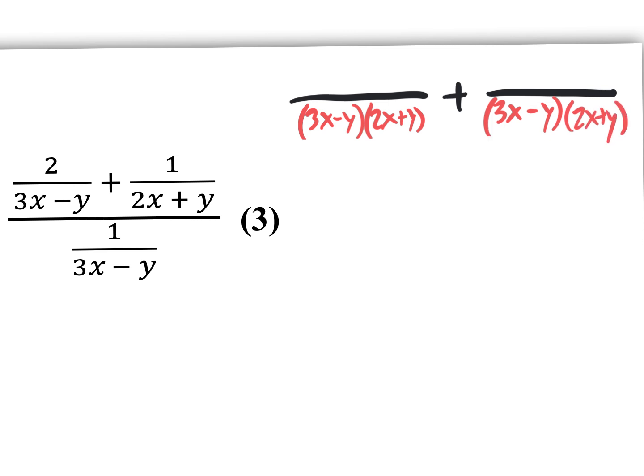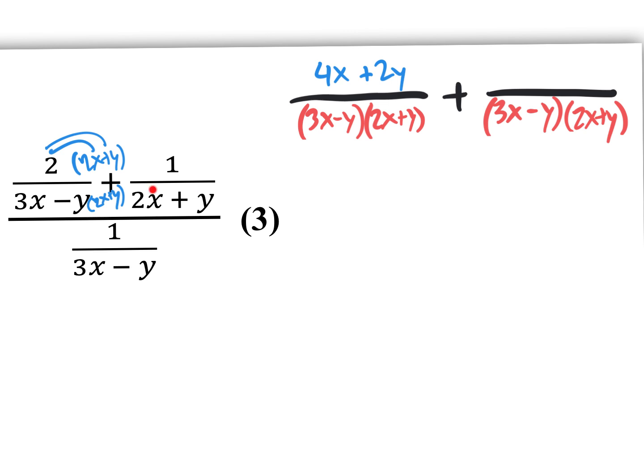So then we're going to ask ourselves, what do we do to this first denominator, the 3x minus y, to get a 3x minus y times 2x plus y? Well, obviously going to multiply by the 2x plus y. So if you multiplied by 2x plus y on the bottom, you also have to multiply by 2x plus y on the top. And you're going to have to distribute right there. 2 times 2x is 4x, and 2 times y is 2y.